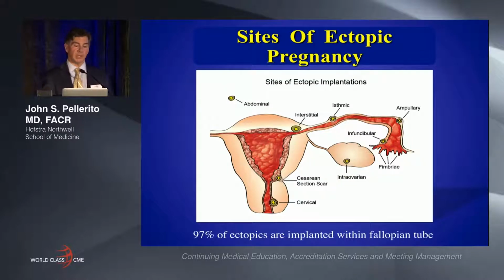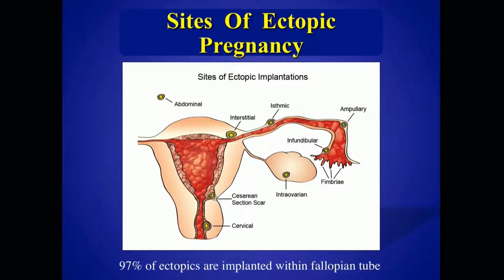So here in the diagram, you can see the different sites of ectopic pregnancy. Again, the vast majority are going to be identified within the fallopian tube, usually in the ampullary region, but they can occur elsewhere within the tube. And we'll spend a few minutes talking about the interstitial ectopic. We can also identify ectopic pregnancies in other locations, and we'll spend a few minutes this morning talking about the possibility of a cervical ectopic or an intraovarian ectopic, an intraabdominal ectopic, or a cesarean scar ectopic. These are all possibilities that you may encounter when you see patients who present to the emergency room with pain, bleeding, or a positive pregnancy test.